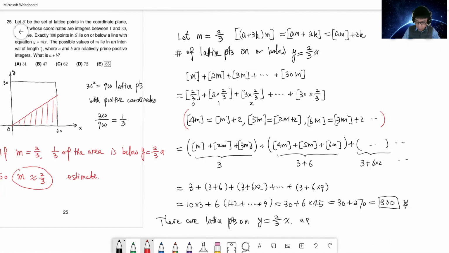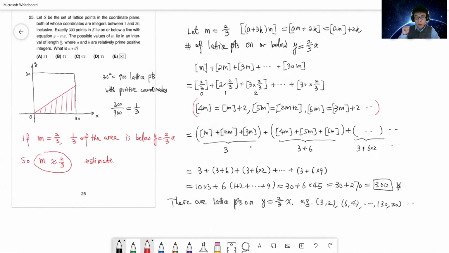For example, we have (0, 3), (2, 6), (4, 9), up to like (30, 20). These are lattice points on the line. So that means this m is the smallest valid slope.